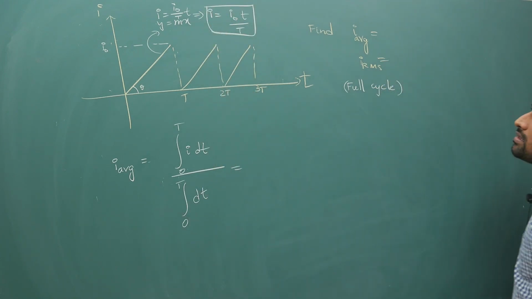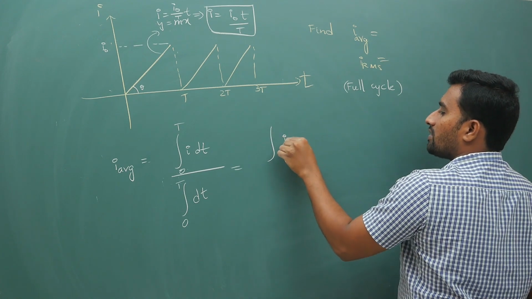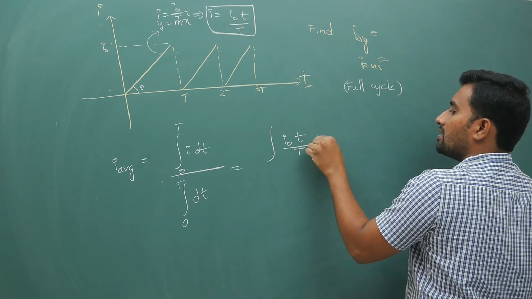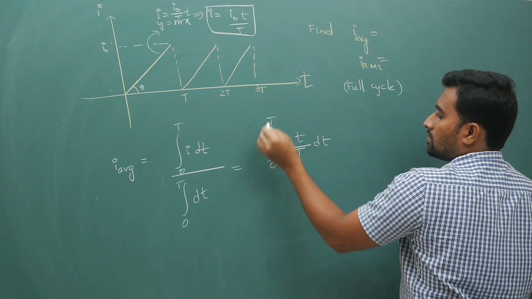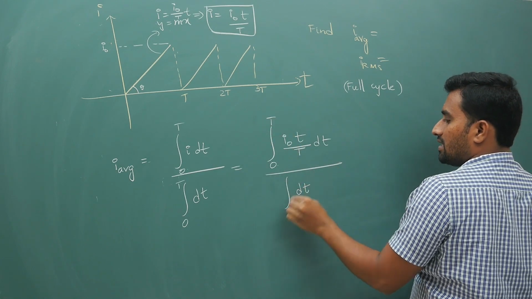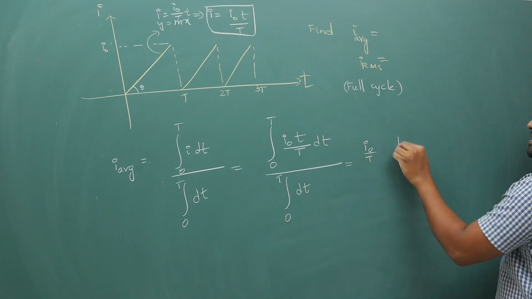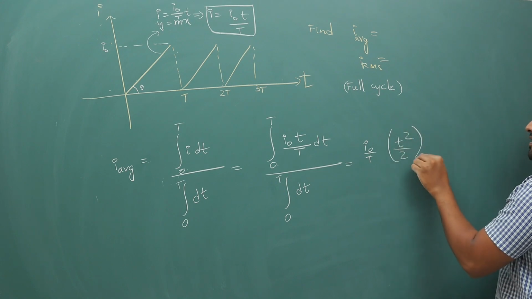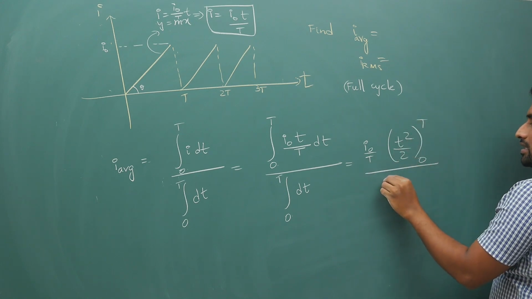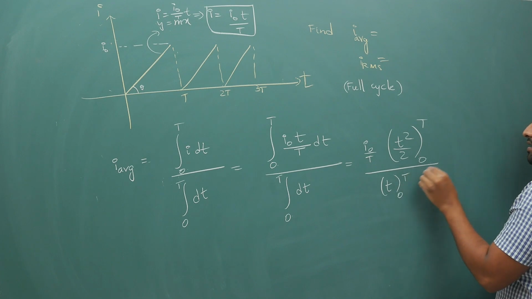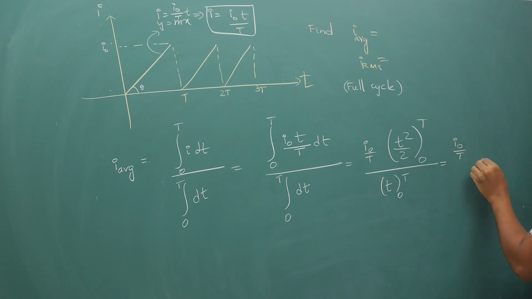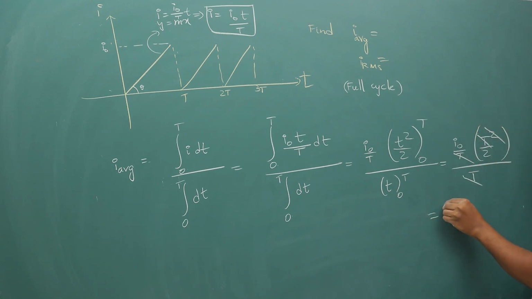Okay, right? So that will give you the integral of I0 times t by T dt from 0 to T, divided by the integral of dt from 0 to T. That is equal to I0 by T times the integral of t, which is t squared by 2 from 0 to T, divided by the integral of dt, which is t from 0 to T. That is going to give you I0 by T times T squared by 2, whole divided by T. One T will cancel off. You are going to get I average as I0 by 2.